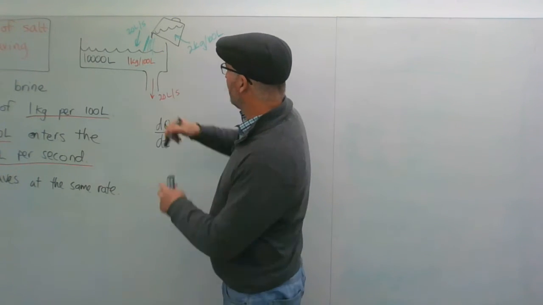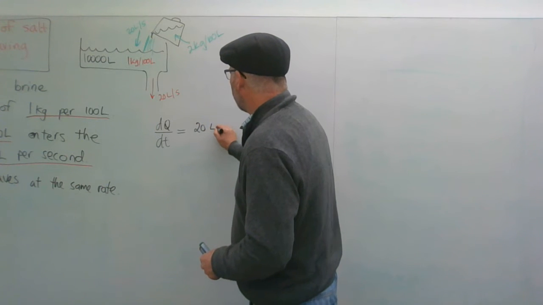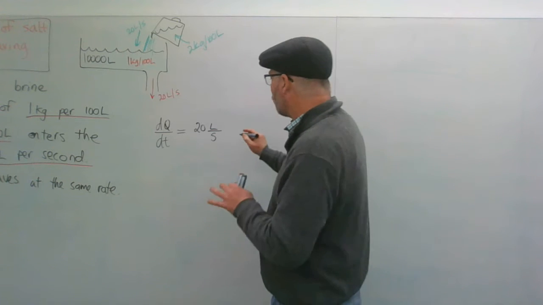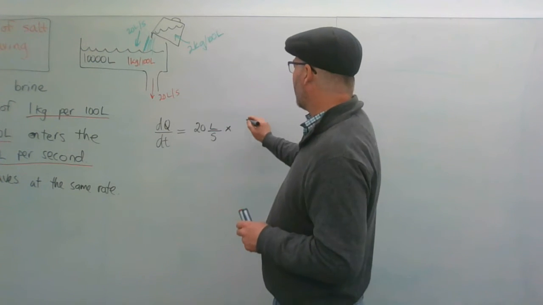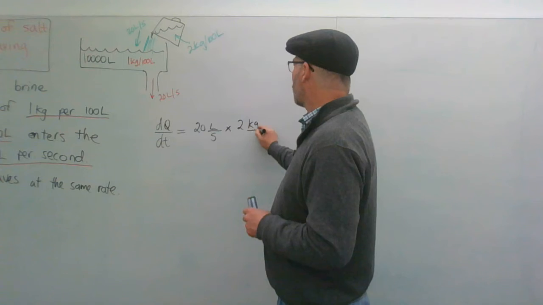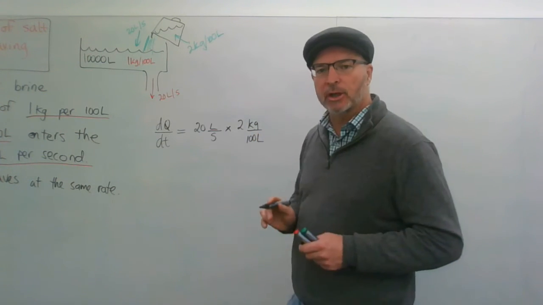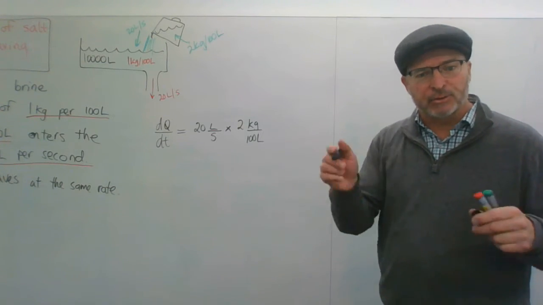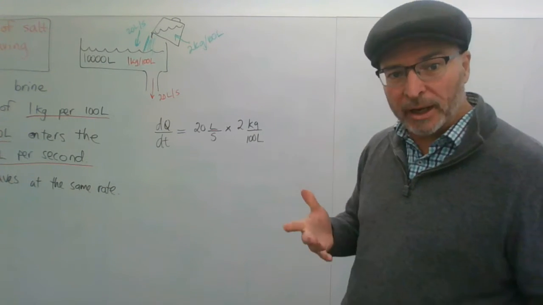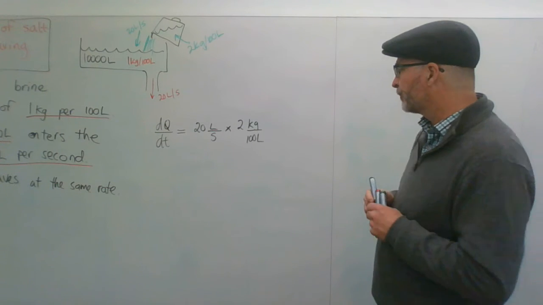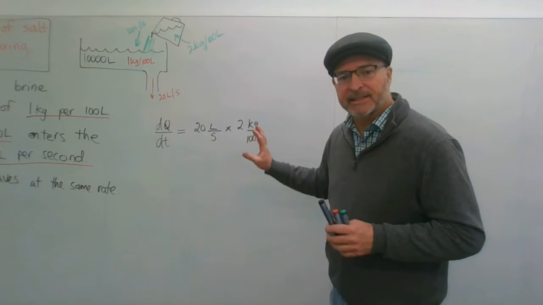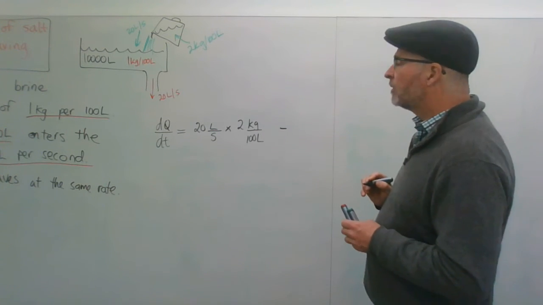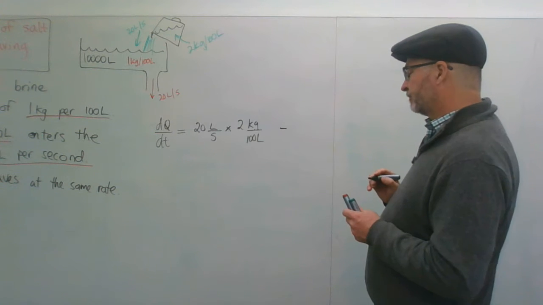Well, it's going in, we've got 20 litres per second of something going in. Of what? Of a 2 kilogram per 100 litre solution. Now, I've written my units a bit strangely, but that's because I'm going to actually cancel things out and come up with a final unit, treating them kind of like algebra. That's the rate at which salt is entering. Now I've got to minus off the rate at which it's leaving.